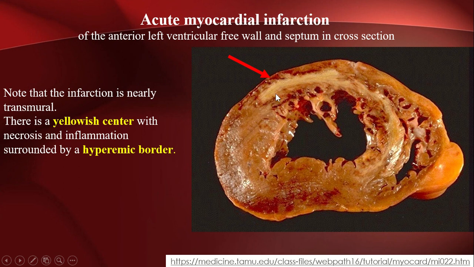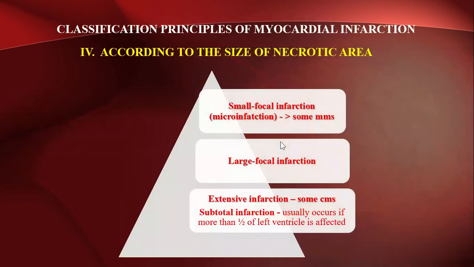From the lateral side, if it is a transmural infarction, from the endocardium there will be formation of a thrombus, and by the epicardium, pericarditis.